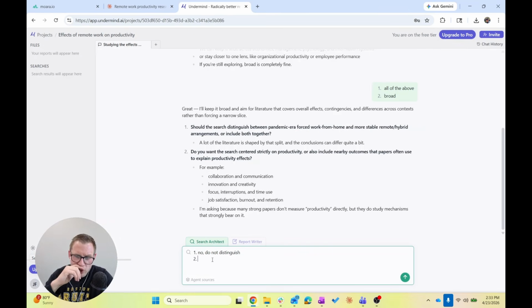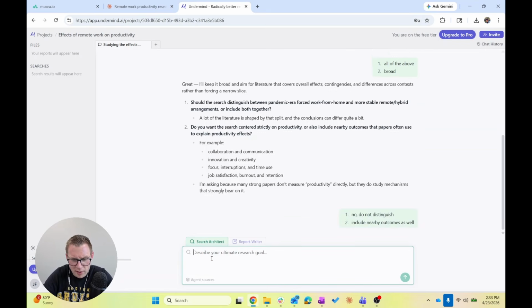Do you want the search centered strictly on productivity or also include nearby outcomes? I think nearby outcomes is very interesting. And we have to sort of read the room in terms of our client work. But if we get this question from our clients, yes, if there's a significant decrease in productivity or increase in productivity, but there's a lack of growth or innovation, that is something we need to tell the complete story in that case. If you're an academic researcher and you are really just honing in on maybe an econometric model that studies that question, maybe you don't need this. But for that reason, I'm going to say include nearby outcomes as well. And these are pretty good questions.